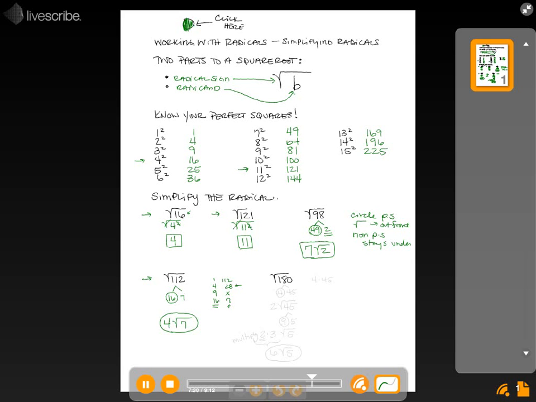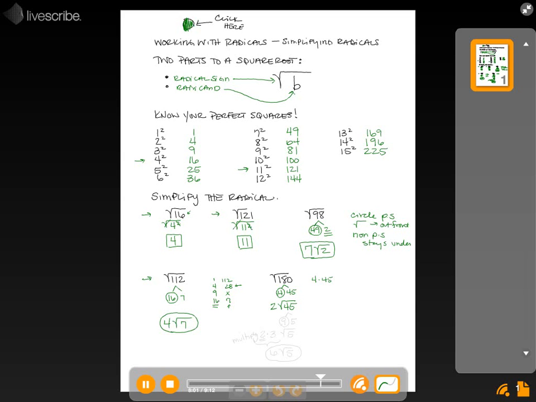Okay? Let's look at one more example. This time we've got the square root of 180. So we're going to figure out the biggest perfect square that goes into 180. I'm actually going to not pick out the biggest perfect square, and I'm going to show you what happens. I know that 4 times 45 will work. Okay, so I'm going to try this. 4 times 45. 4 is not the biggest perfect square. I'm going to circle 4. Square root of 4 is 2, and I am left with 2 square roots of 45.